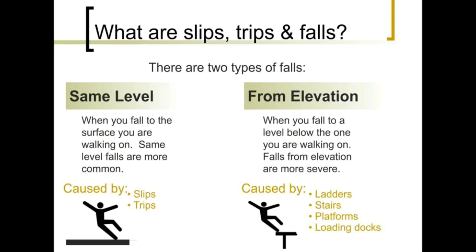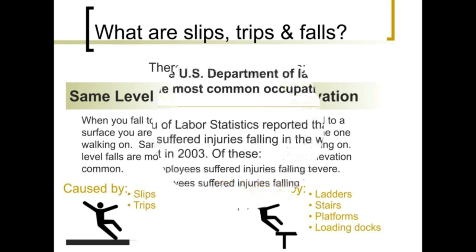What are slips, trips, and falls? There are 2 types of falls. A same-level fall is when you fall to the surface you are walking on. Same-level falls are more common. They are typically caused by slips and trips. Now, the second type of fall is from an elevation, when you fall to a level below the one you are walking on. Falls from elevation can be severe. They are commonly caused by ladders, stairs, platforms, and loading docks.